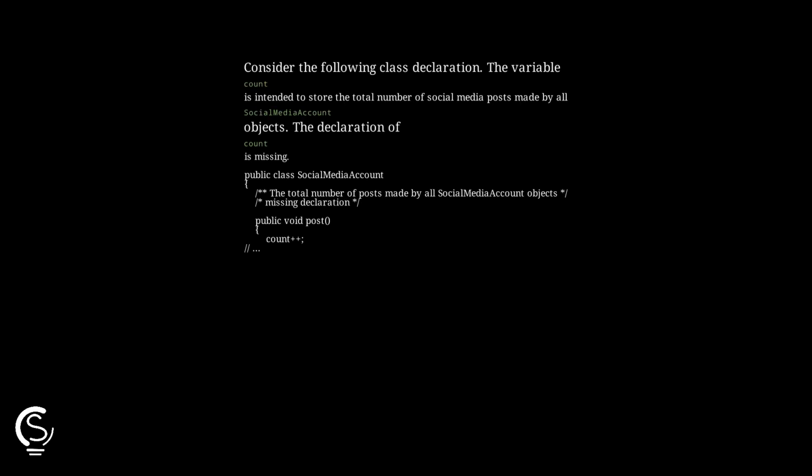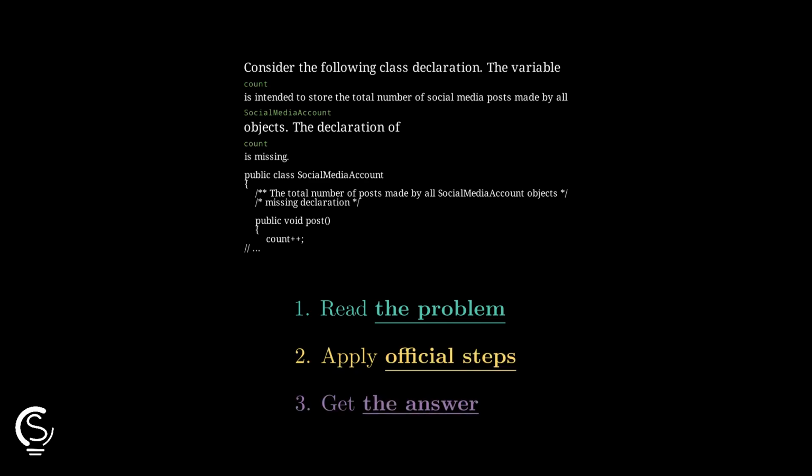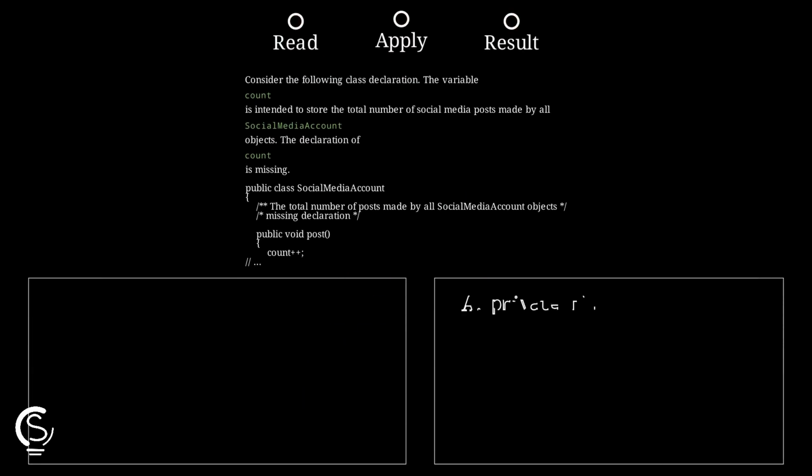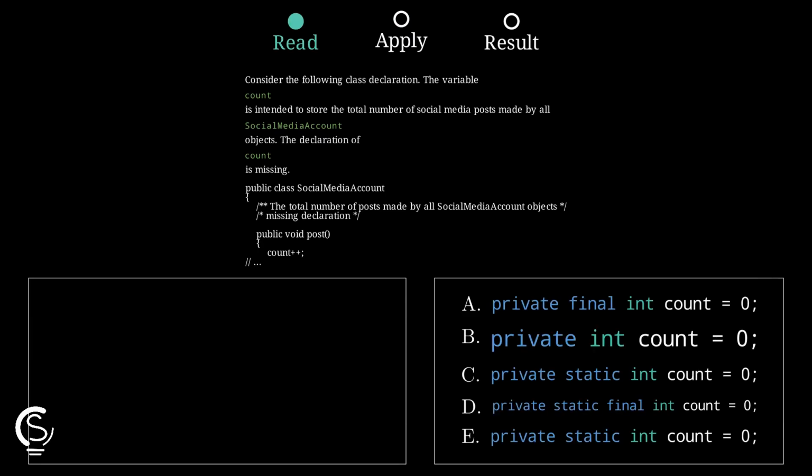I got your back. Social media accounts must track total posts across all instances. We need a specific Java declaration to make this count work perfectly and fast. The variable count must store the total number of posts made by all objects combined. This means we need the static keyword so the variable belongs to the class itself.